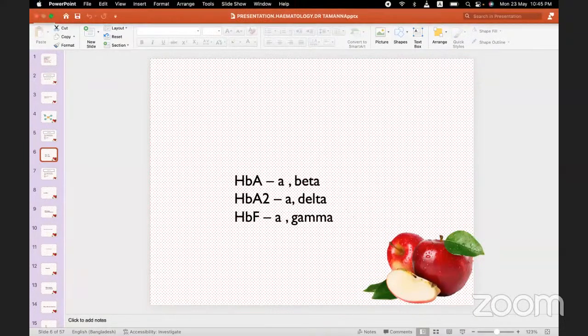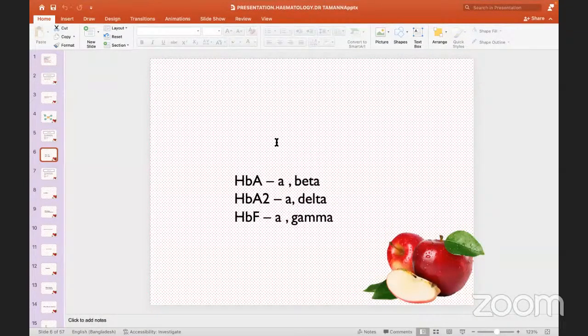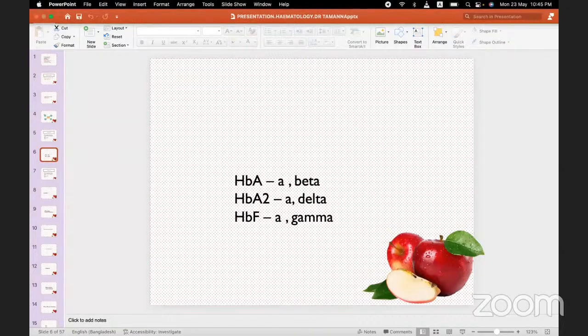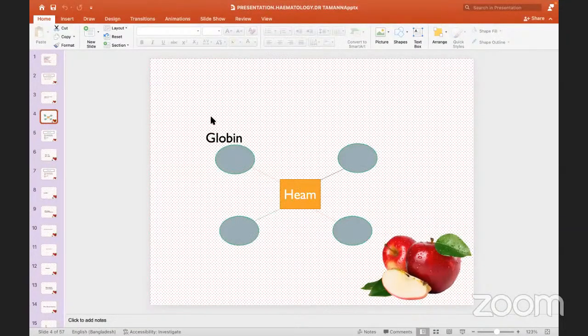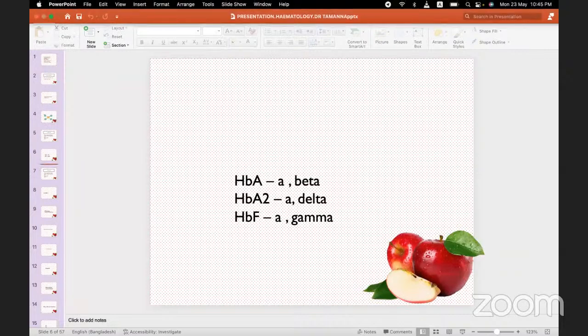Hemoglobin A is composed of, this is a very important chart, alpha and beta. 2 alpha chains, 2 beta chains. Remember, what is the picture? Do you remember this picture? This is the alpha, beta. This is alpha, beta. Clear? So, this picture should be clear in your mind. 2 alpha chains, 2 beta chains, this will cause hemoglobin A.